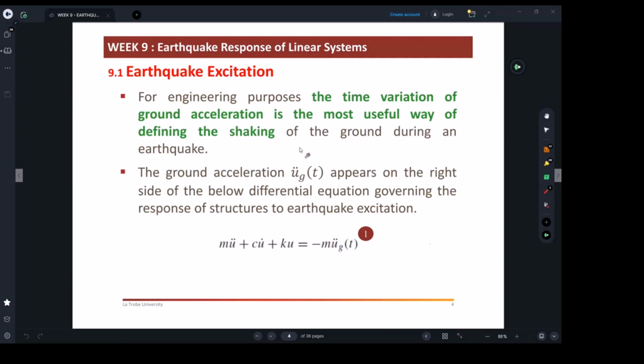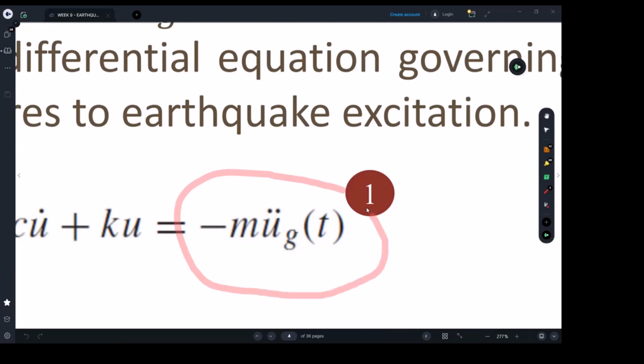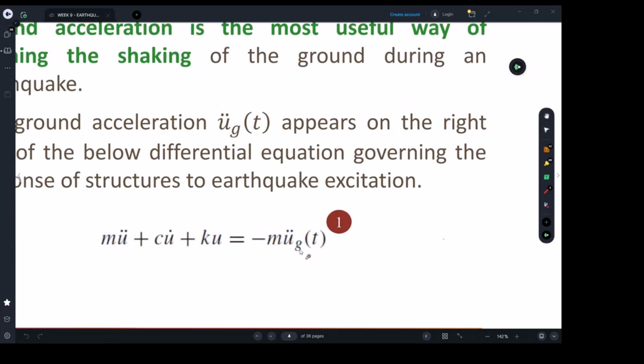Right. So just coming from the same point, we will still be using this equation of motion, which we looked at. This is just a repeat from last week. We're going to apply the same equation of motion. But what we have special this week is a real ground excitation, not just a force applied on it.